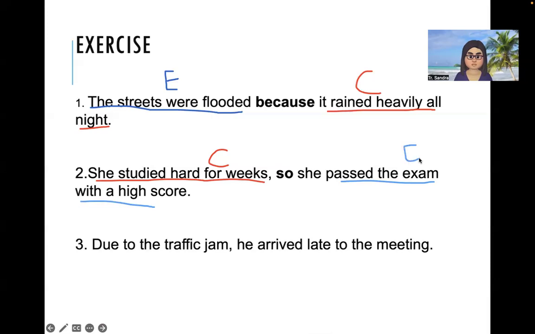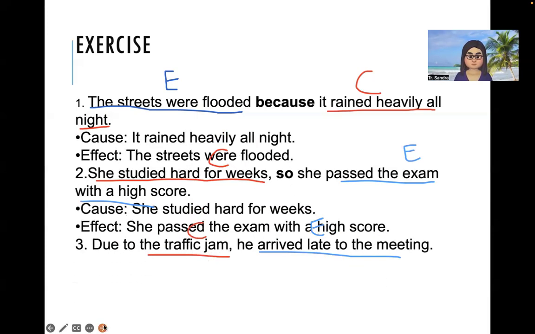Okay, let's have a look at another sentence. Due to the traffic jam, he arrived late to the meeting. Which is the cause? The traffic jam is the cause, like this, okay? And the effect will be he arrived late to the meeting. Okay, got it now? Let me show you here.